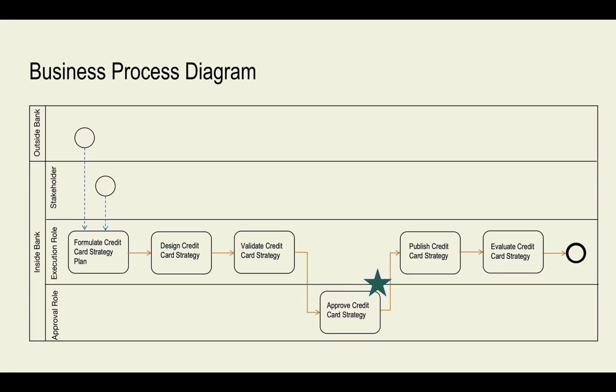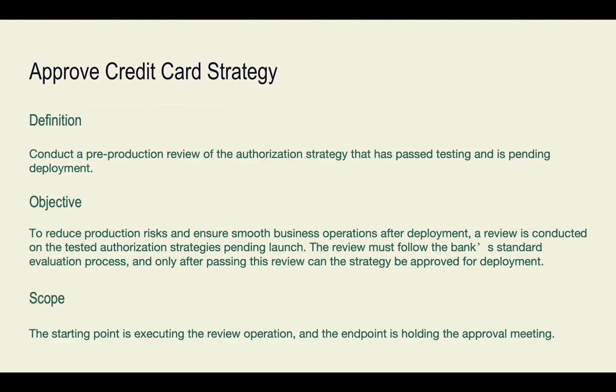The task of approving credit card strategy is based on key materials like the credit card authorization strategy needs, credit card authorization strategy, credit card feature package application rules, and the credit card authorization strategy test report. In simple terms, this task involves conducting a thorough pre-launch review of the tested and ready-to-go authorization strategy to ensure that every step complies with the bank's standard procedures. The main purpose of this is to minimize deployment risks and ensure smooth business operations after the strategy goes live.